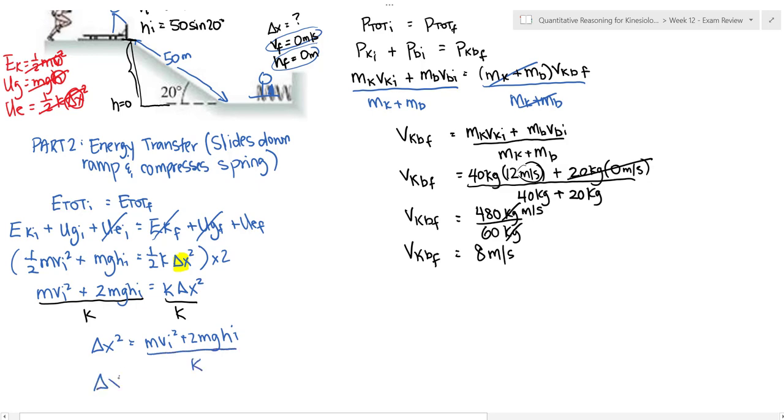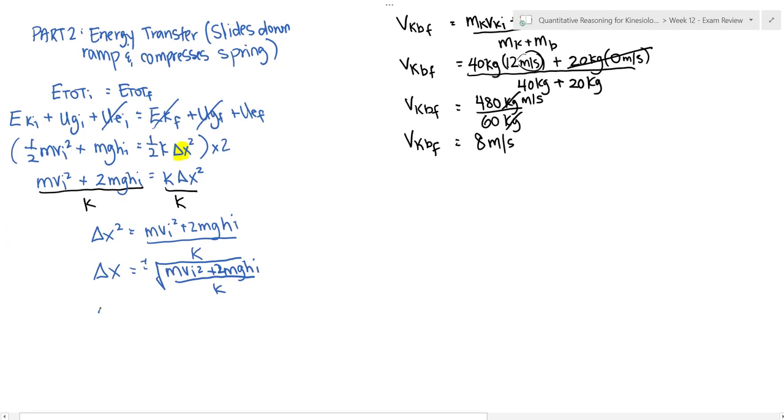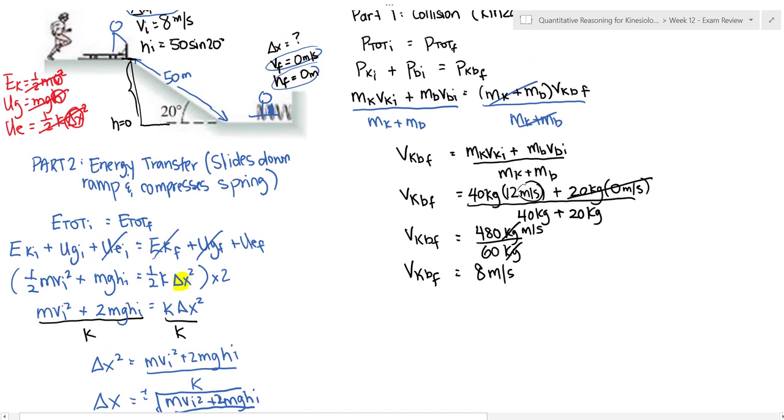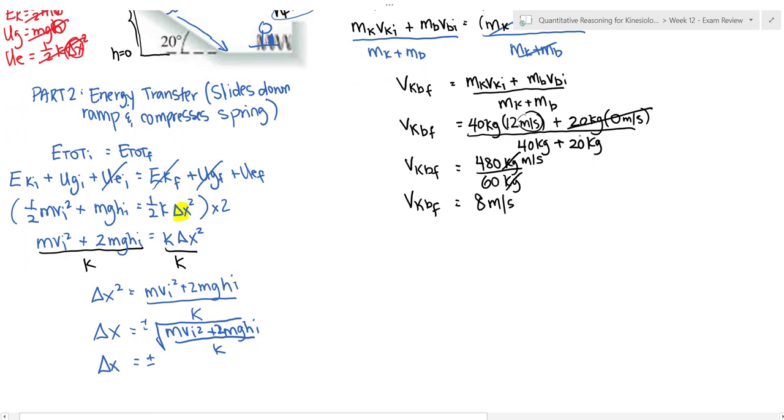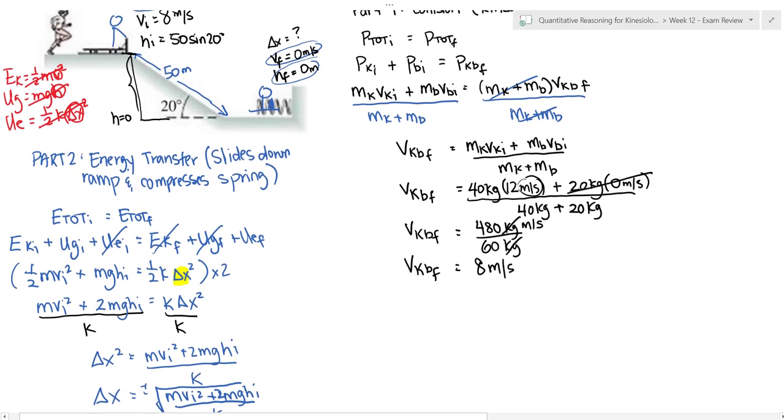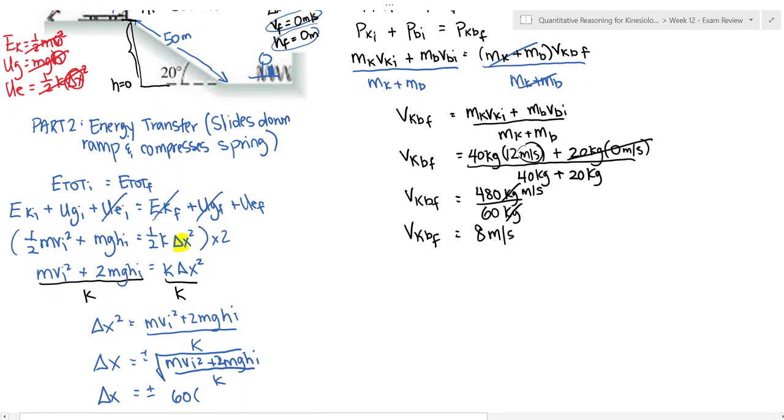Now I'm going to take the plus or minus square root of mv initial squared plus 2 mgh initial over k. So my delta x is equal to plus or minus the square root, starting with the mass. Now what is the mass that we're talking about? It's Kinza on the bobsled, so it's the mass of both of them together, which is 40 plus 20 kilograms, so 60 kilograms. The v initial is their speed when they were at the top of the ramp, which was 8 meters per second.